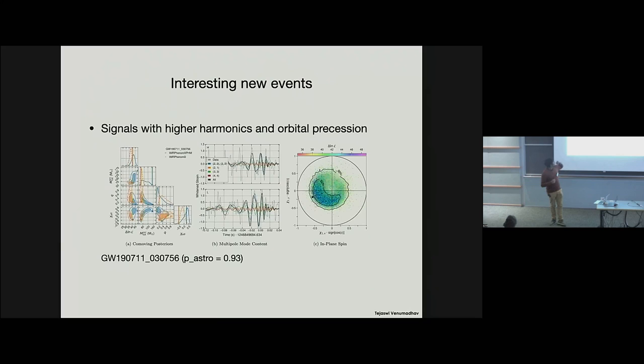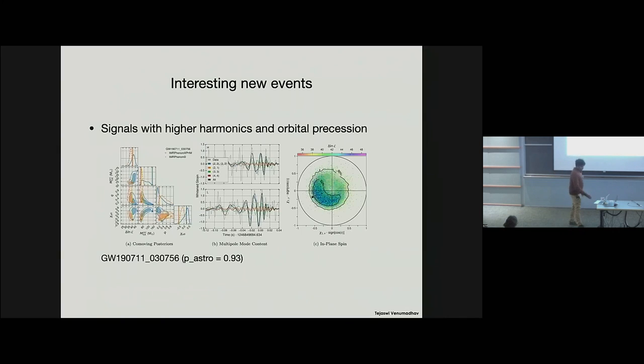But now, after the fact, when we analyze the data with a more complete waveform model, which includes not only the 2-2 harmonic but also the higher harmonics, we find evidence for higher harmonics in the top 2 events, which are the most significant ones, and in fact also signs of orbital precession, which was not included in the search. So this is interesting, but it also tells us that there is more to get out of the data.